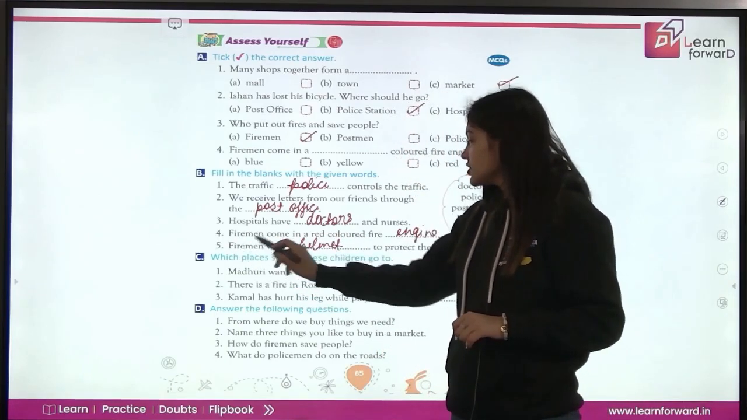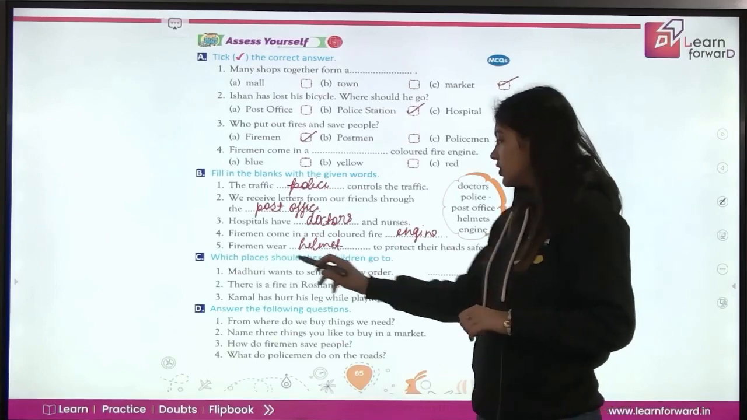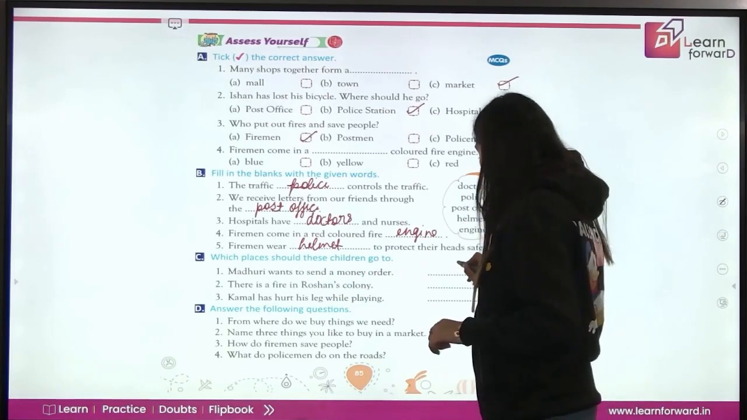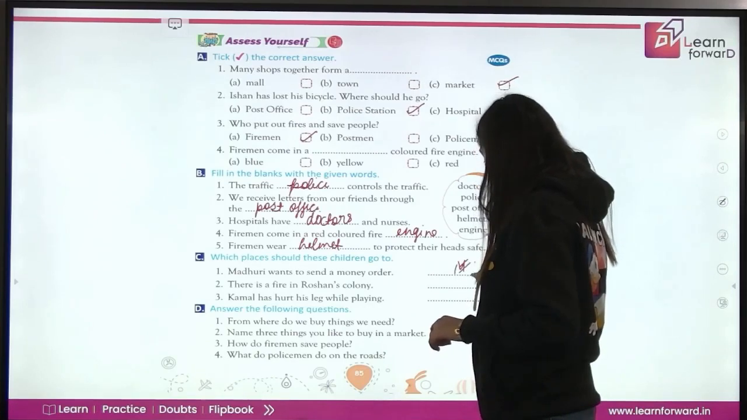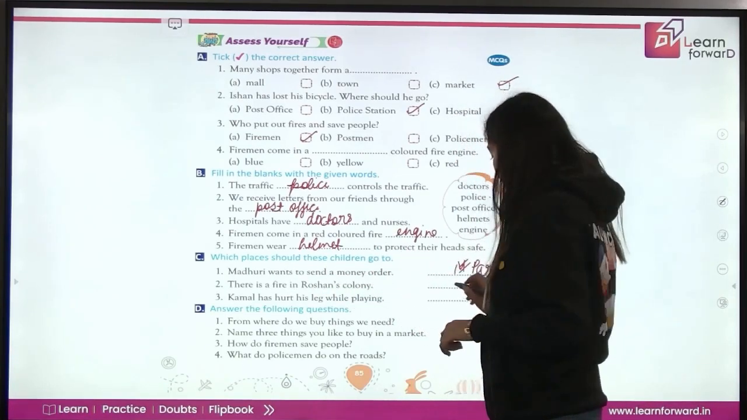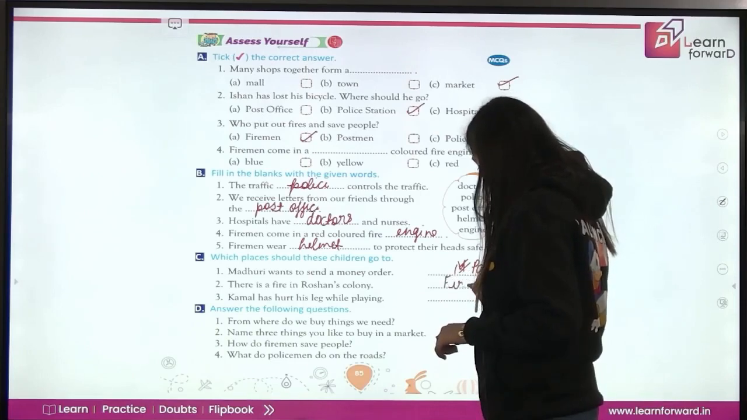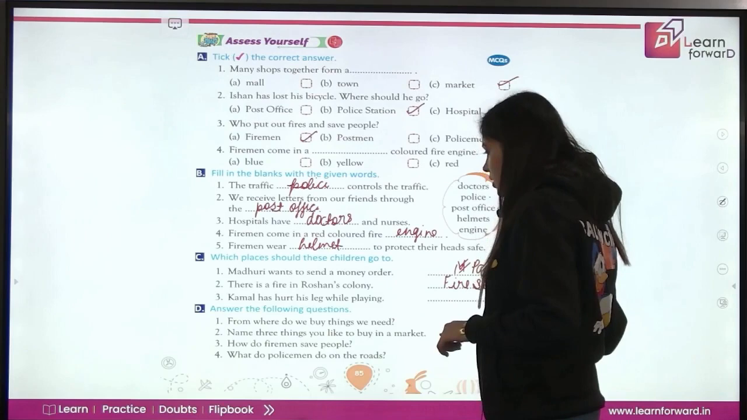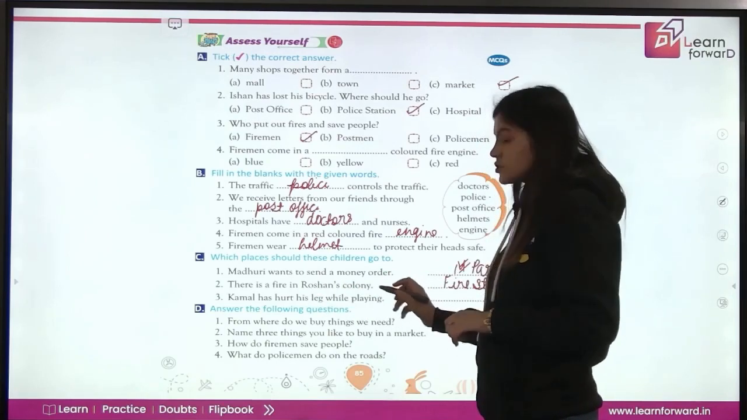Now, which places should these children go to? First, Madhuri wants to send a money order, so she can send it through the post office. Now, there is a fire in Roshan's colony, so he should call the fire station. Third, Kamal has hurt his leg while playing, so he should go to the doctor.